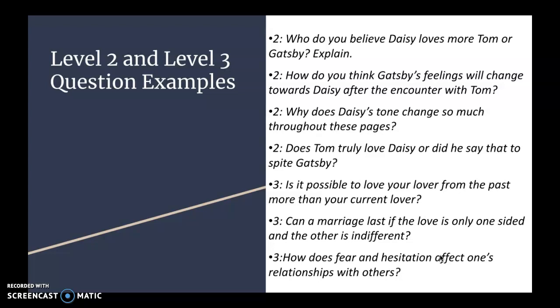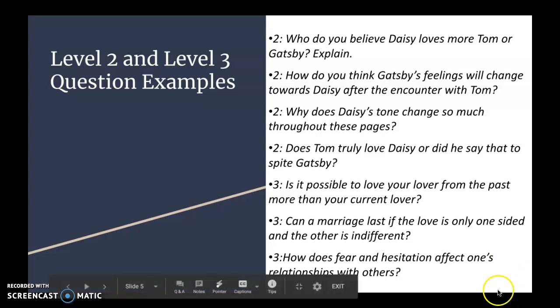Level 3: Can a marriage last if the love is only one-sided and the other side is indifferent? So again, something that you can tie to multiple books. The theme of this one, or the topic of this one, is marriage. The topic of the first one that I read that was a level 3 is love. The topic of the last one is fear and hesitation, okay? So you're looking at these big topics and you're creating a question around it.